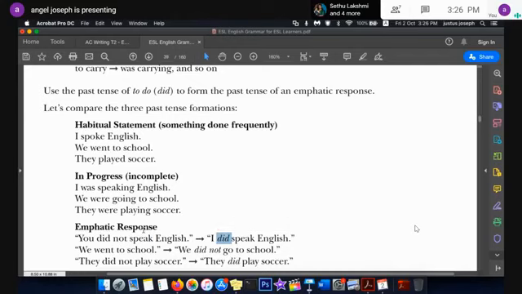In the present tense, we were using do and does. But in the past tense, we will be only using did. Do will become did, does will become did. I do speak English became I did speak English. We do not go to school become we did not go to school. So a very slight change occurs in the sentence when we change something from a present tense into a past tense.